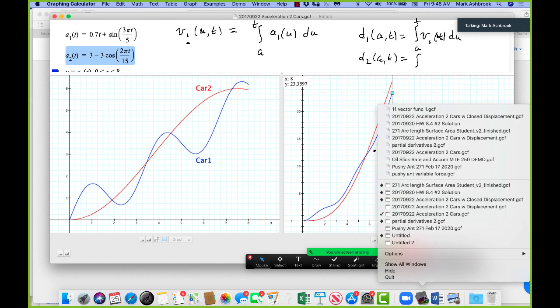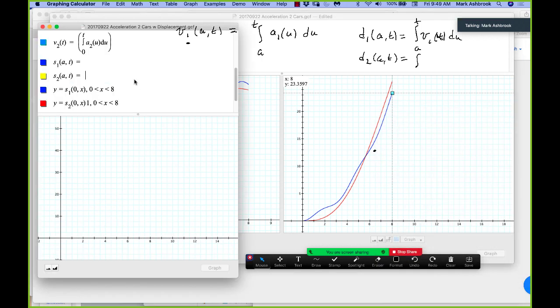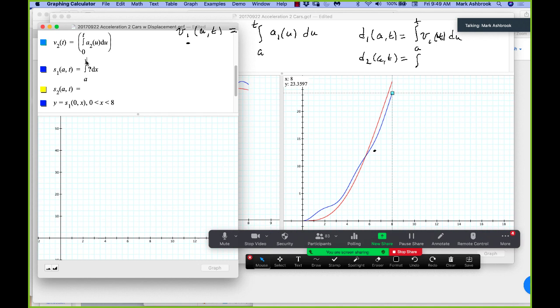I thought I had it already, but let's see. Displacement right here. It is. Okay. And I did call it S, so let's put those in. So the distance traveled by car 1 is going to be the integral from a to t.